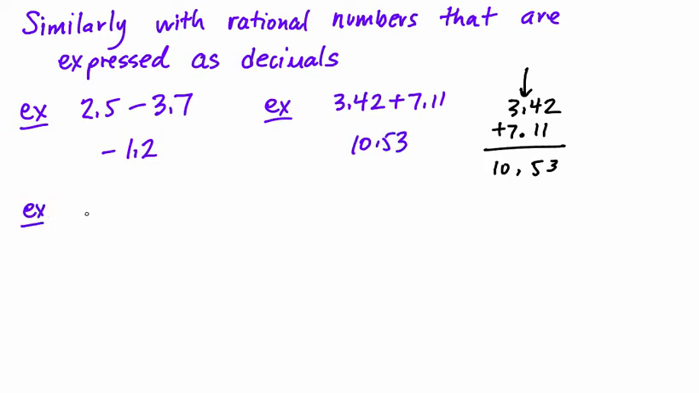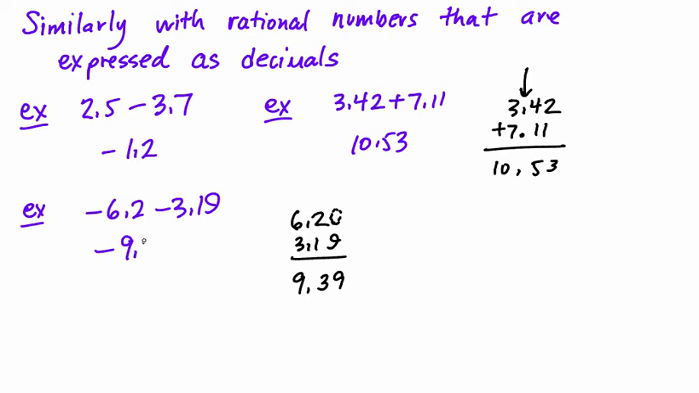If we do the same with negatives, not a problem. They're both on the same team. They're both negative, so they'll combine together and join forces. That's just like adding. So really I'm doing 6.2 and 3.19, and you can think about that as a 0. When you add, you get 9.39, except you were adding a couple of negatives together.